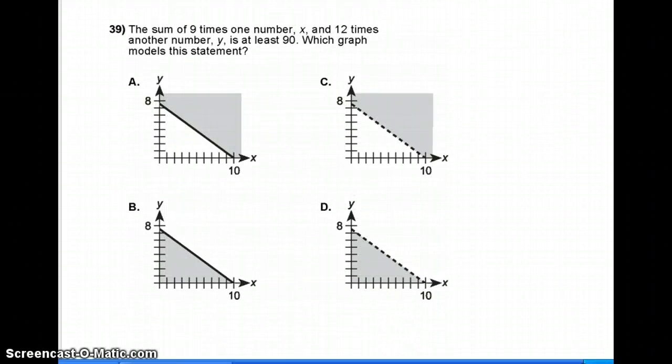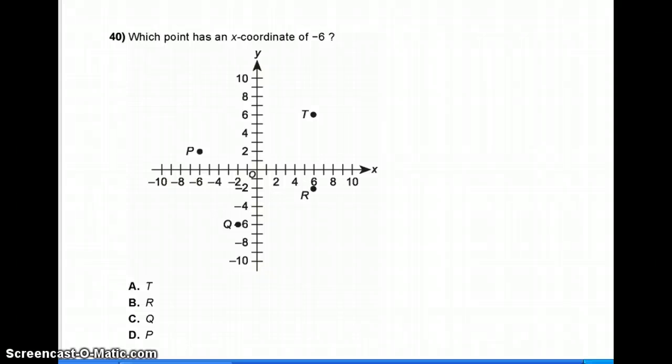Number 39, the sum of 9 times one number, x, and 12 times another number, y, is at least 90. Which graph models this statement? Number 40, which point has an x-coordinate of -6?